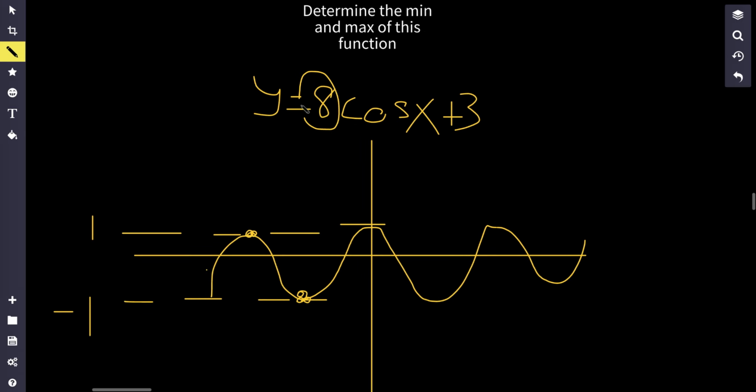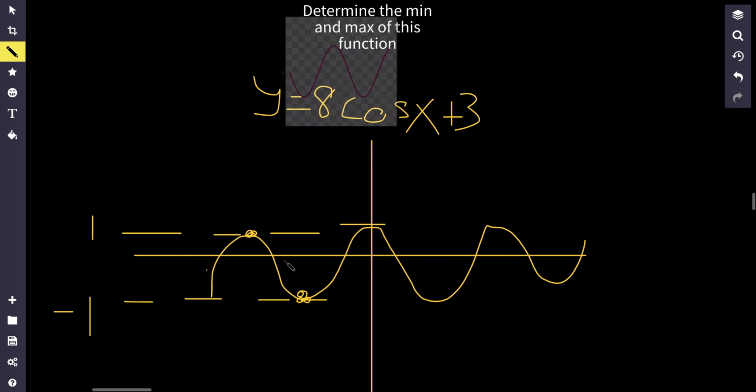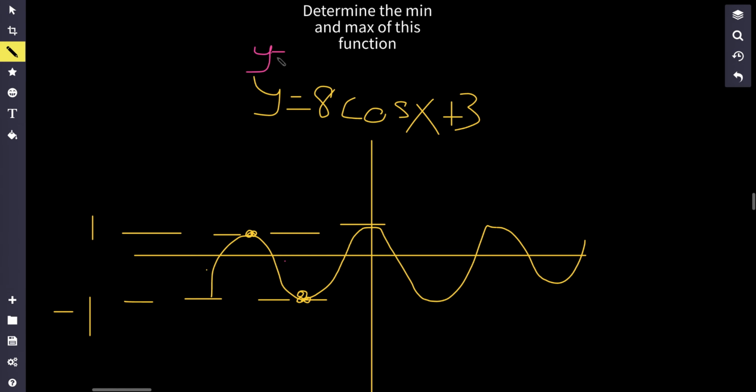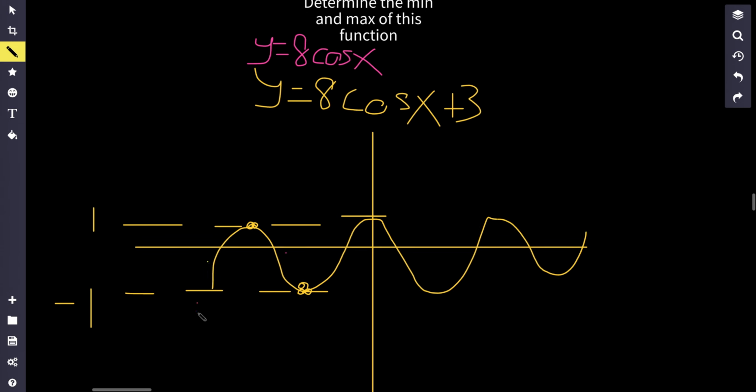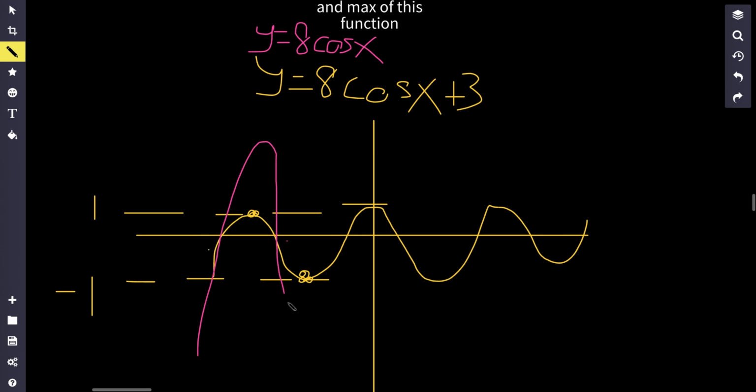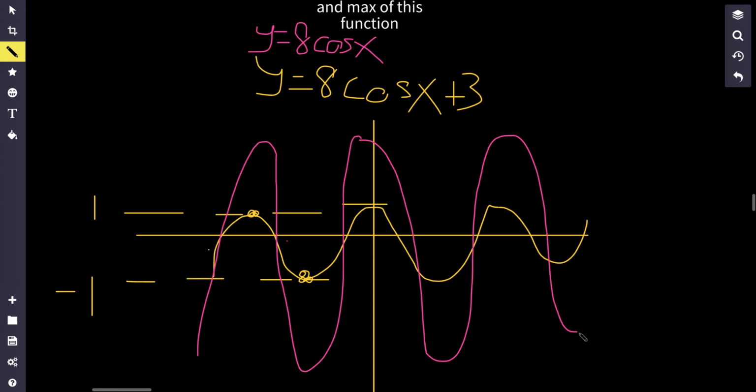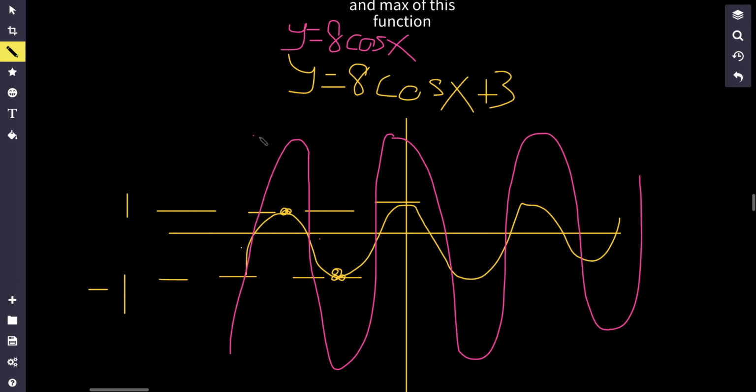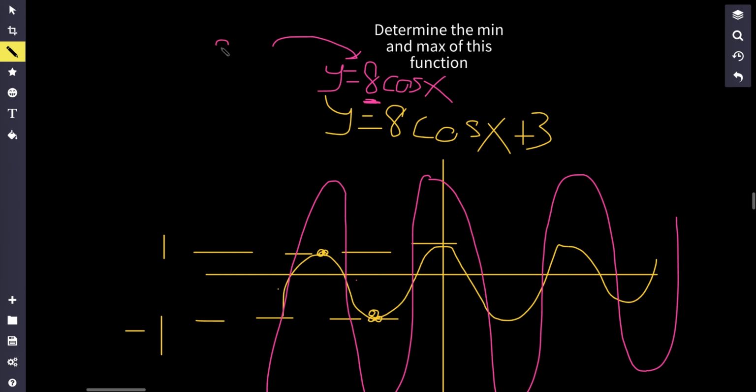Now, what this 8 does is it's the amplitude, right? Now, imagine if we only had the function y is equal to 8 cosine x, okay? Imagine if we just had this function. It would look something like this. Now, this isn't perfect, but it would do the trick. All right. Now, we know 8 right over here represents the amplitude.